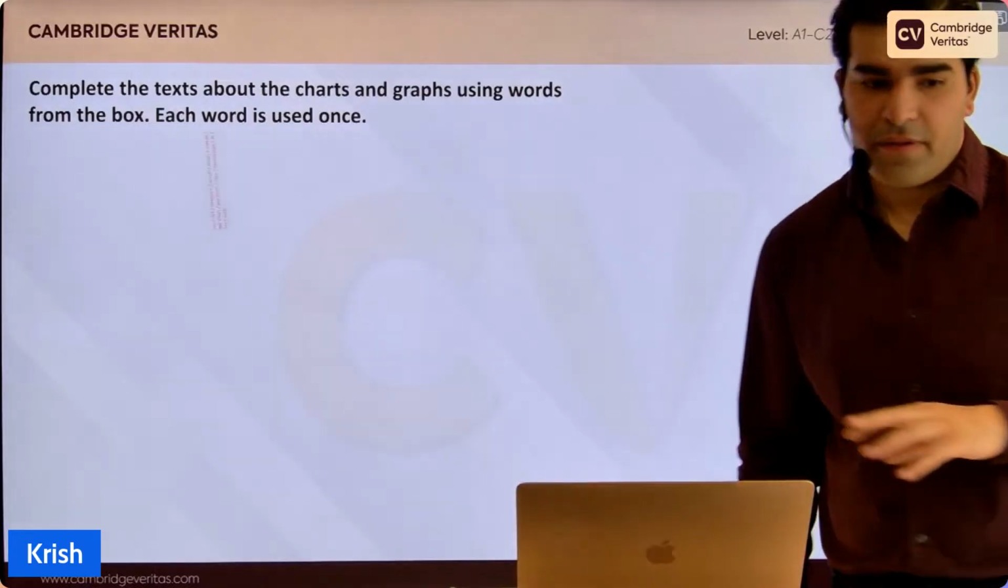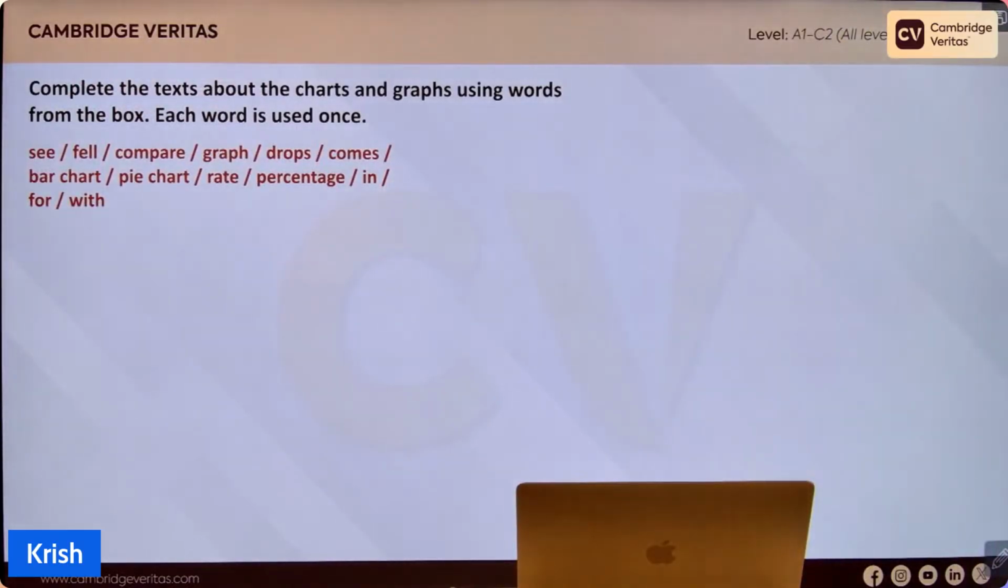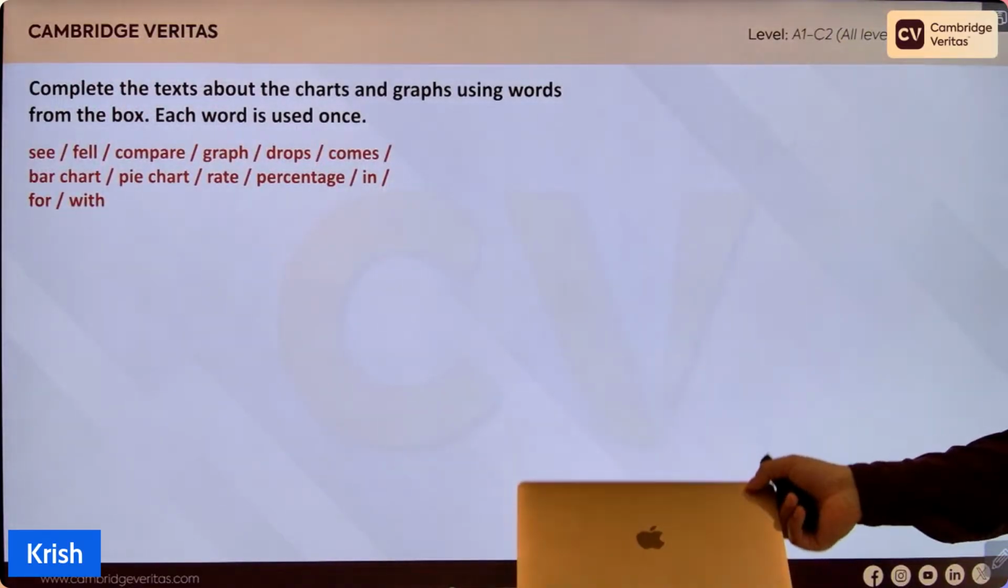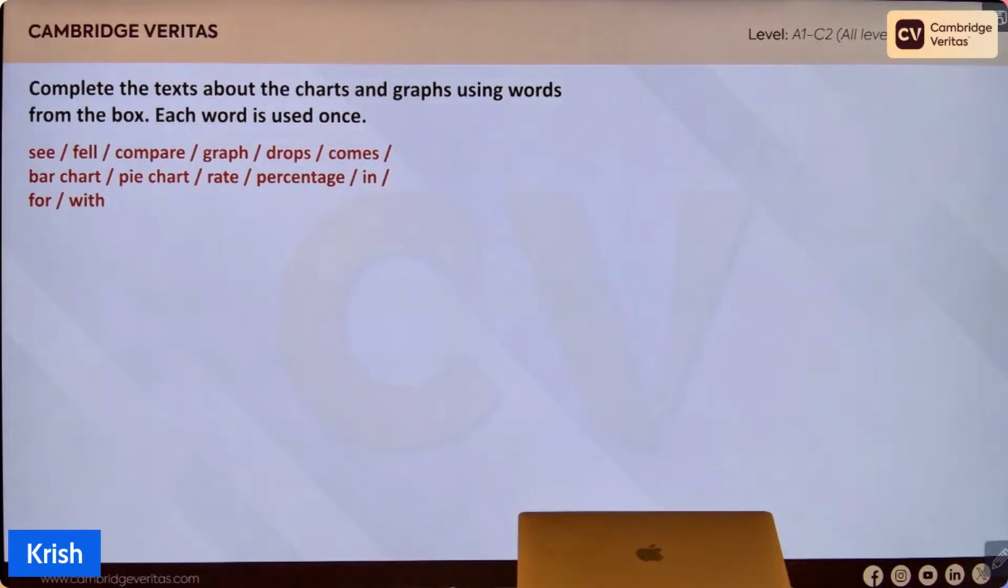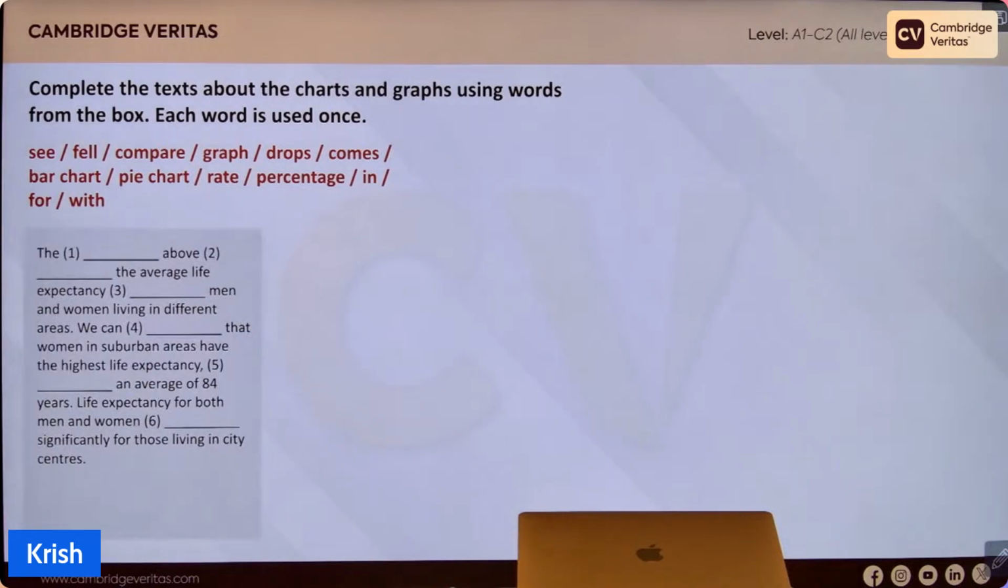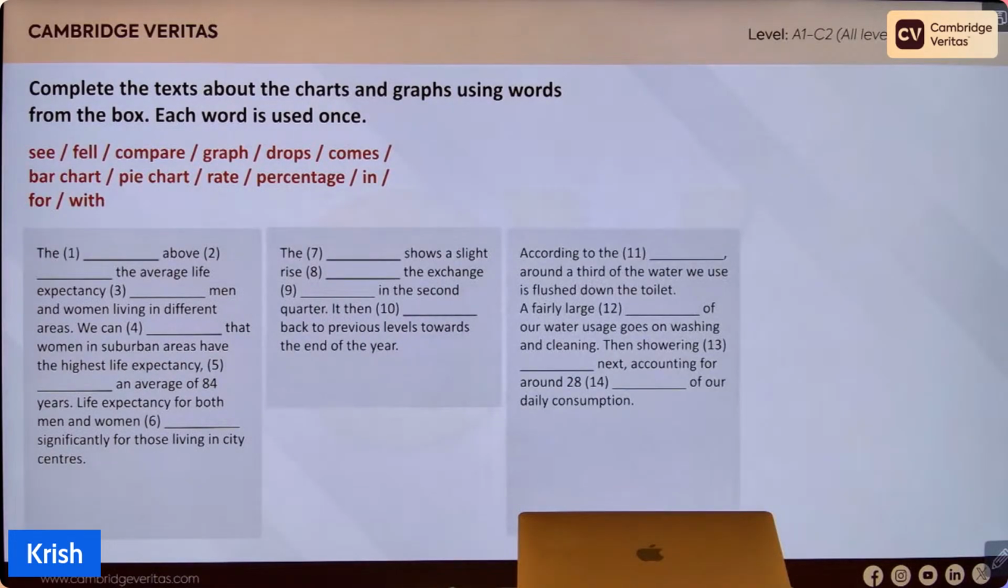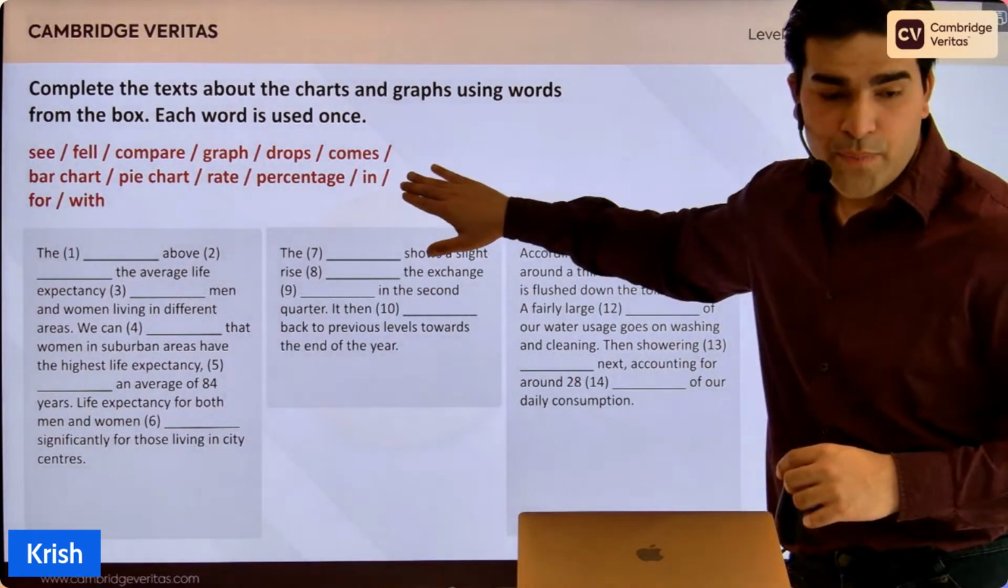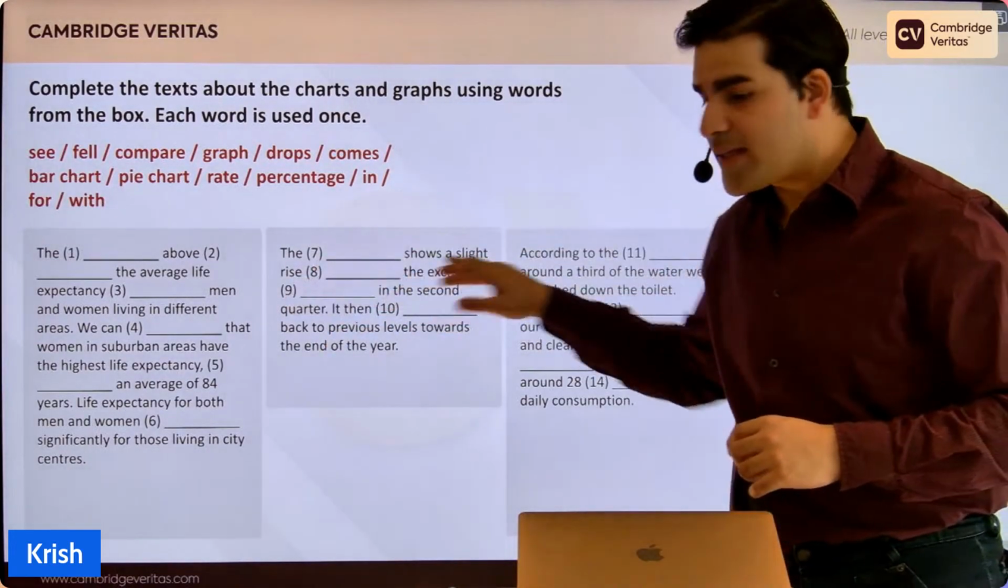Take a picture of it. I'll give you some space on the screen. I have some words here, and I have these three paragraphs. What I'd like you to do is use these words above and put them in the blank spaces here.